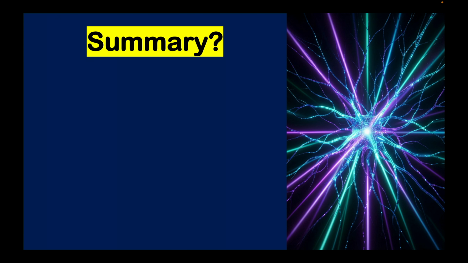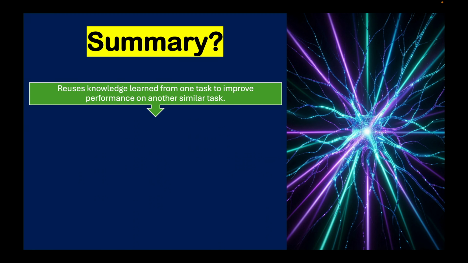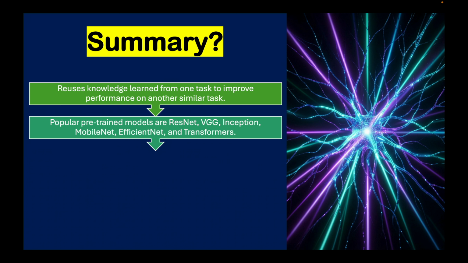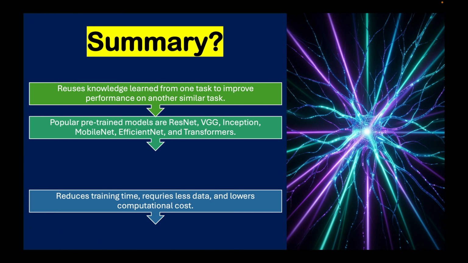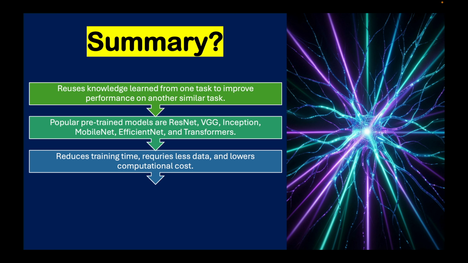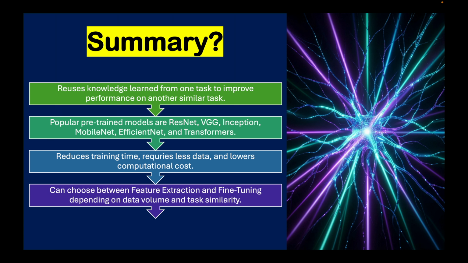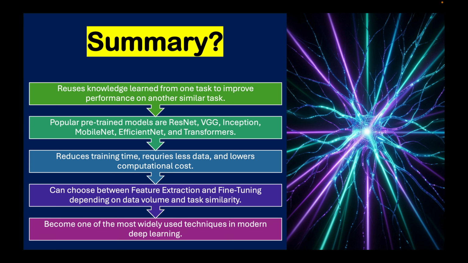Okay, that's all for transfer learning. Now let's recap what we have covered. Transfer learning uses knowledge learned from one task to improve performance on another similar task. The popular pre-trained models are ResNet, VGG, MobileNet, EfficientNet, and Transformers. Transfer learning reduces training time, requires less data, and lowers computational cost. We can choose between feature extraction and fine-tuning depending on data volume and task similarity. Transfer learning has become one of the most widely used techniques in modern deep learning.